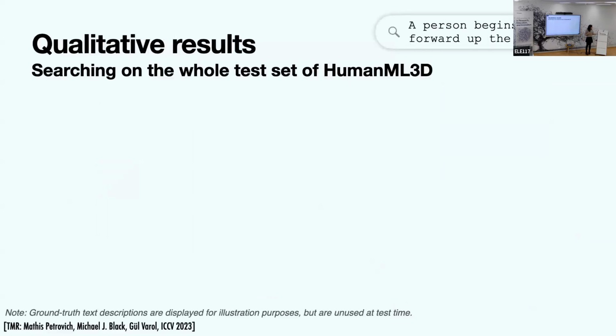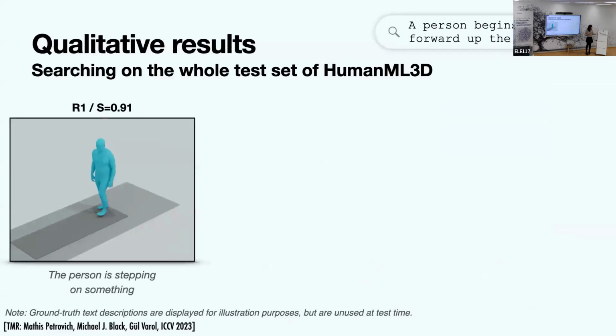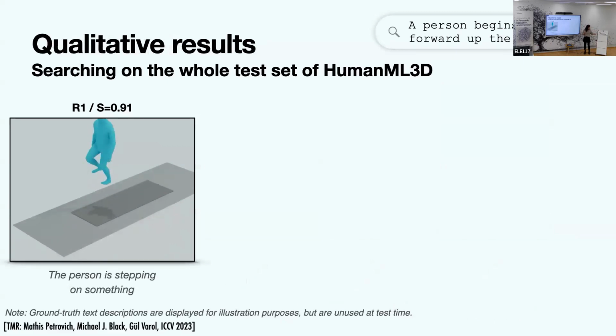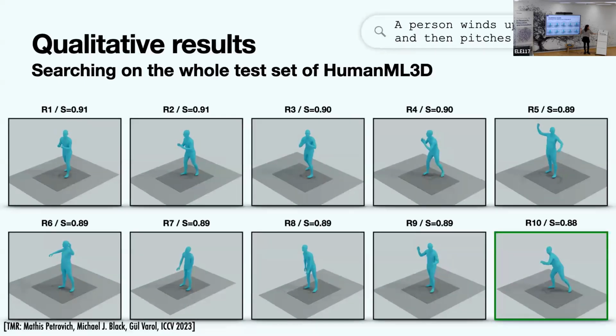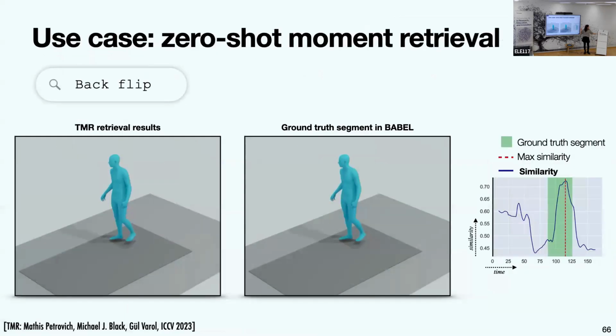And you can play with it, so there's a demo online where you can type some text, like a person begins to walk. And you would find these motions that look, I mean, they're all begin to walk upstairs. Too many examples. Yeah, so for example, pitching a ball, there's a lot of them in the database.